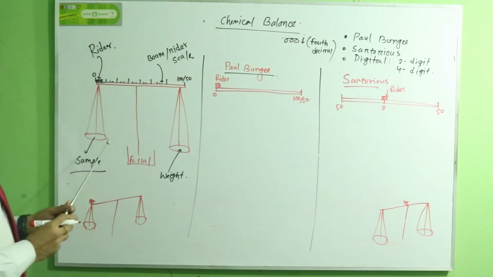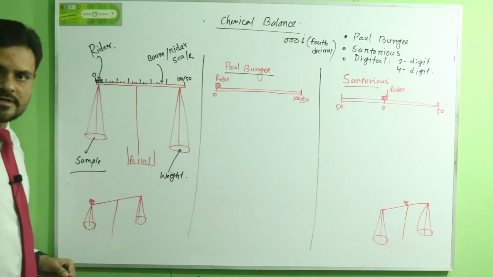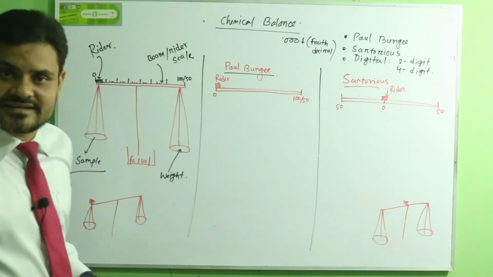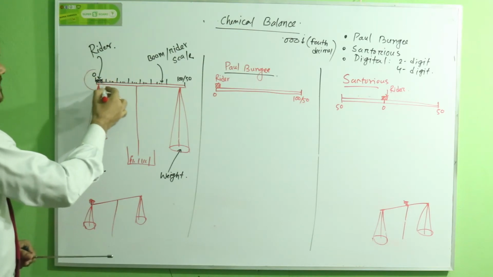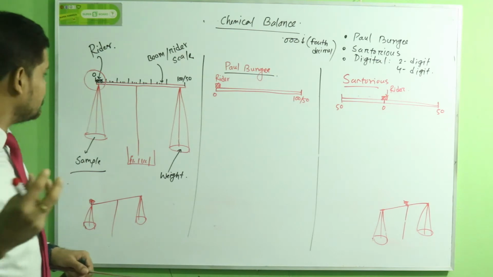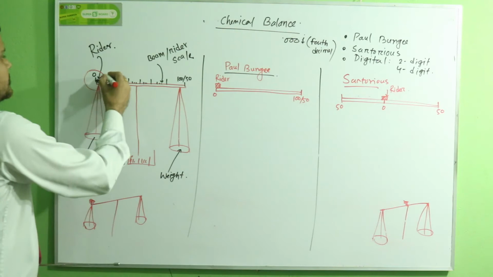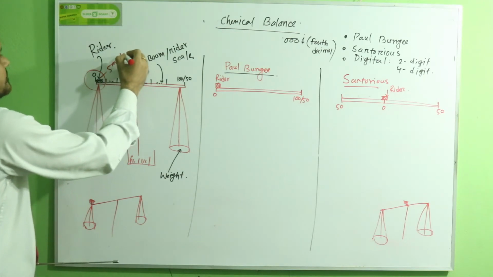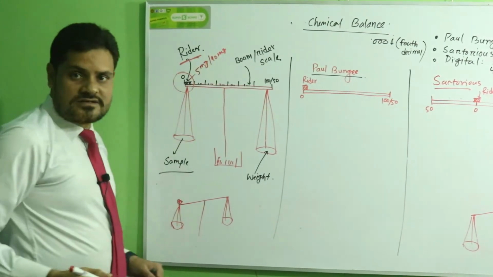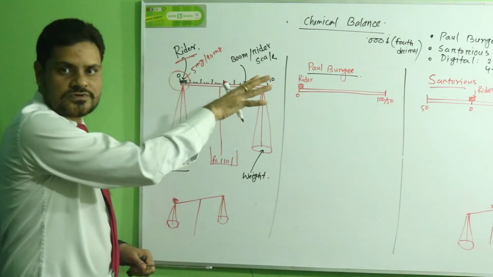Here look at this. This is the Paul-Bunge balance. This is the rider scale, I mean the beam. Why do we call this the rider scale? We use a small piece of thin wire, whose mass is 5 milligram or 10 milligram. This wire is called the rider. Rider, this term is known to you. This wire moves from left to right.